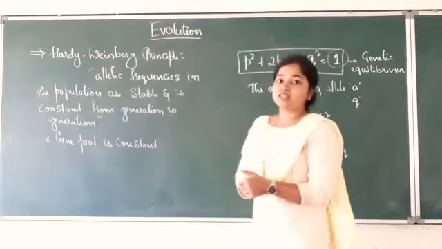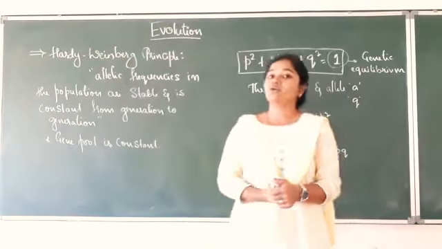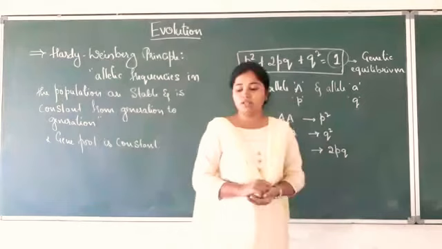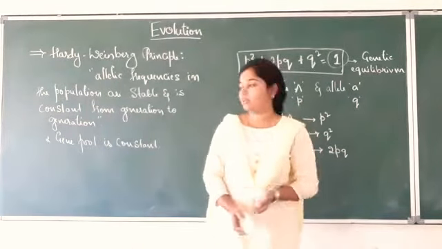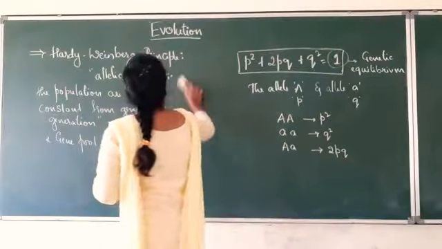So now let us discuss what are the factors that are going to affect the genetic equilibrium. There are 5 important factors that are going to affect the genetic equilibrium. So let us study them one by one.